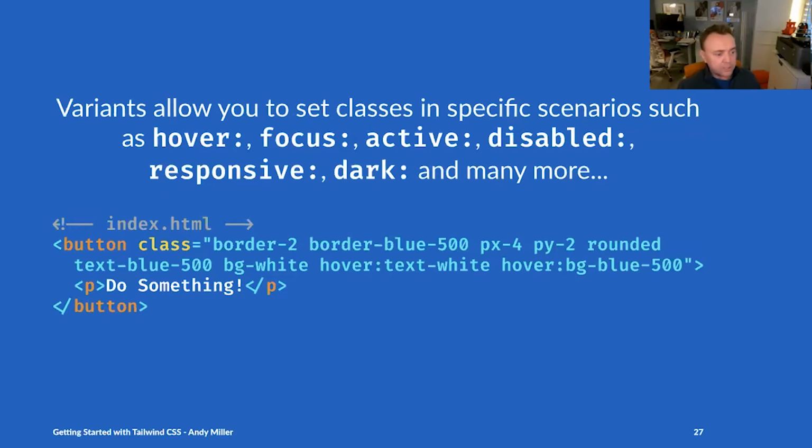So how you use these is a very simple example here with a button. So we've got this button and it's got a border, it's got some padding, and it's rounded. And by default, it's got text blue 500, so it's blue text, and BG white. So it's a white button with blue text. But on hover, with this hover colon, text should be white and the background should be blue. So that's all you have to do to set up a hover state on your button.